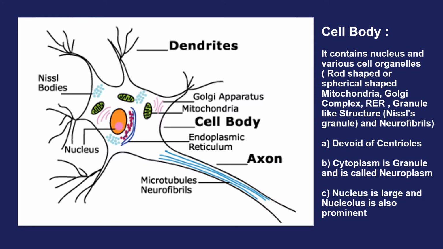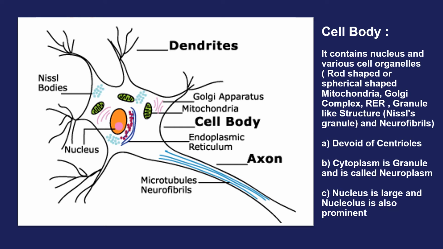It contains nucleus, various cell organelles, rod-shaped and spherical shaped mitochondria, Golgi apparatus, RER, rough endoplasmic reticulum, granules, structures like Nissl's granules. And these Nissl bodies or Nissl granules are mainly rich in the RER, that means ribosomes. And the main function of these granules is to synthesize the protein.